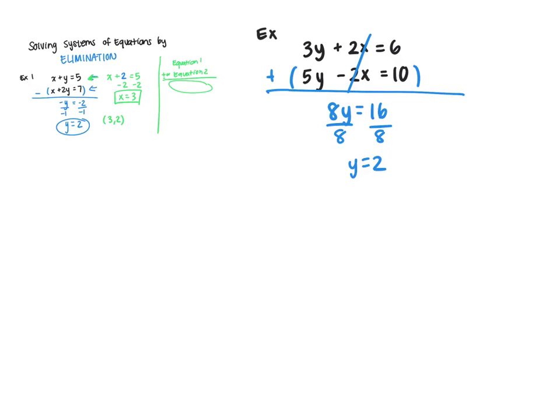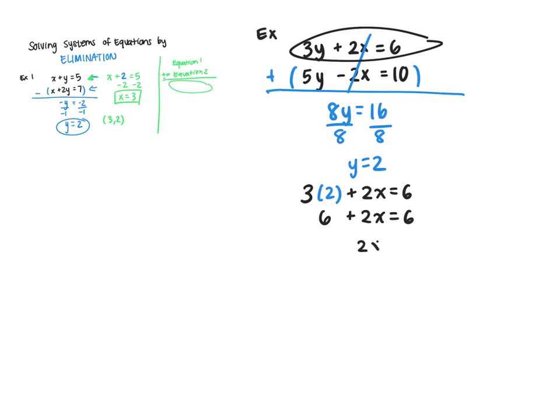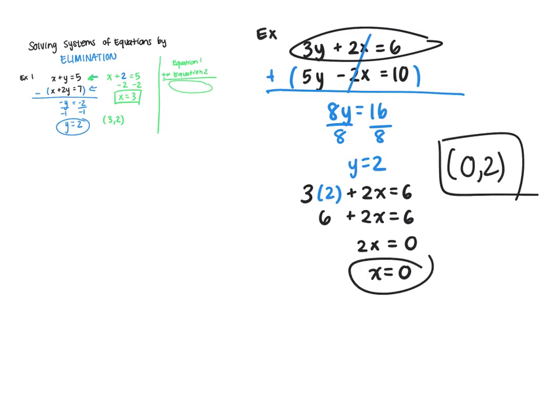We can plug that into, let's say, this equation right here, 3y plus 2x equals 6. So 6 plus 2x equals 6. 2x equals 0. And so x equals 0. So we see that the solution of our system is (0, 2), when x equals 0 and y equals 2.